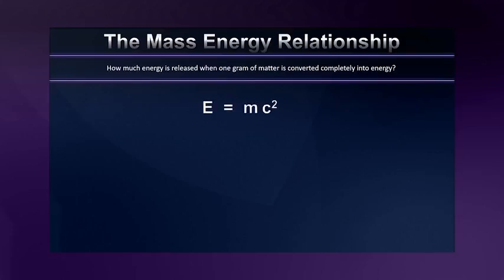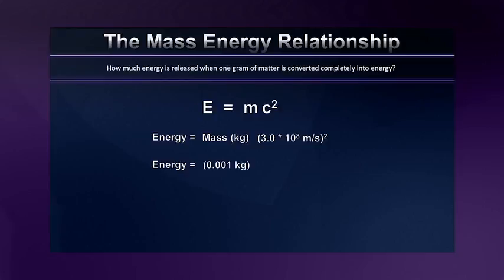Now, to do this, of course, we're going to use Einstein's famous equation, E equals mc squared, where energy is equal to the mass of our sample in kilograms times the speed of light squared in meters per second. And we'll see in a moment why we're using these units. So, let's get busy here. Let's determine the total amount of energy in that 1 gram of matter.